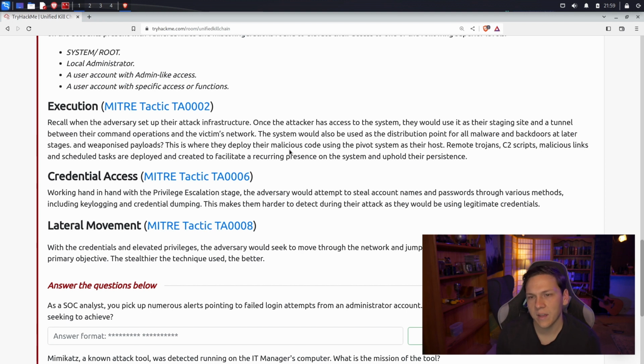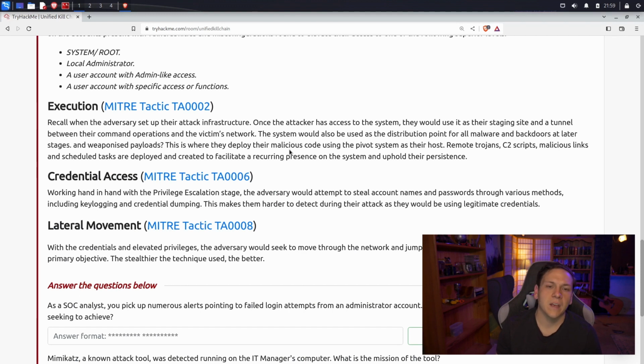This is where they deploy their malicious code using the pivot system as their host. Remote Trojans, C2 scripts, malicious links, and scheduled tasks are deployed and created to facilitate a recurring presence on the system and uphold their persistence.